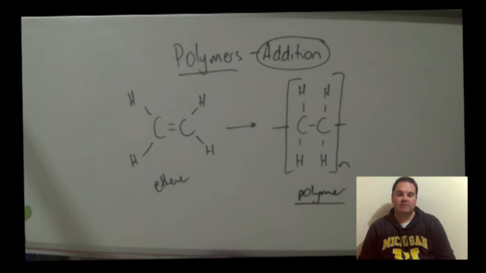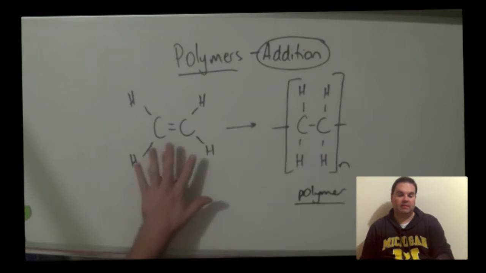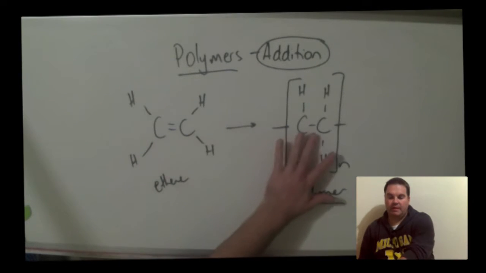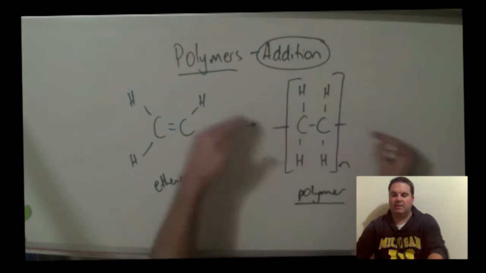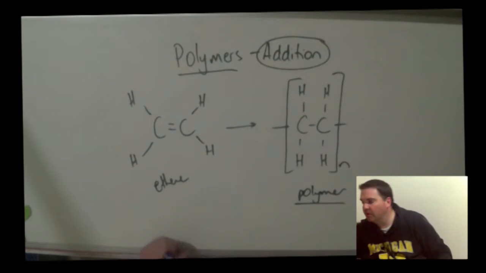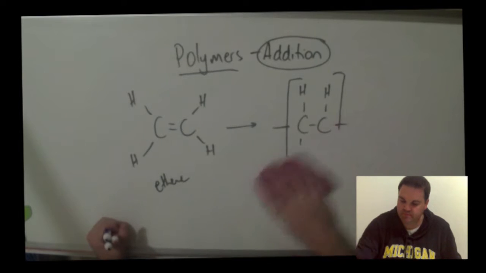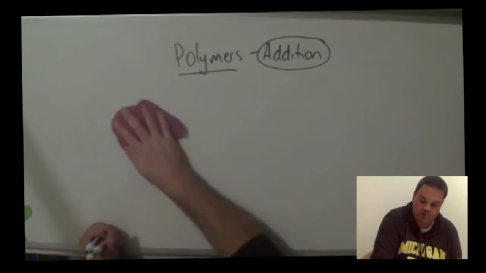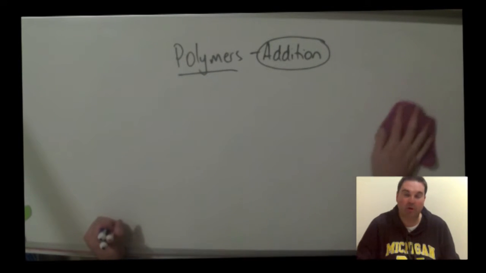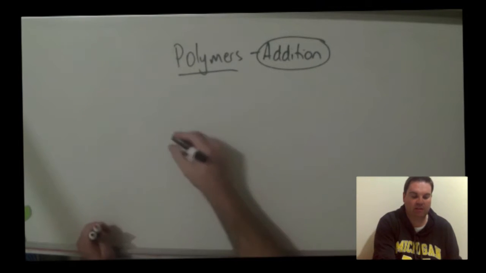I'm going to show you a couple of these. In all of them, all you're doing is taking the double bond and breaking it to form a single bond, and you're extending out your brackets at the end. What you need to be able to do is take your monomers and draw a polymer chain. So I'm going to take another one here.